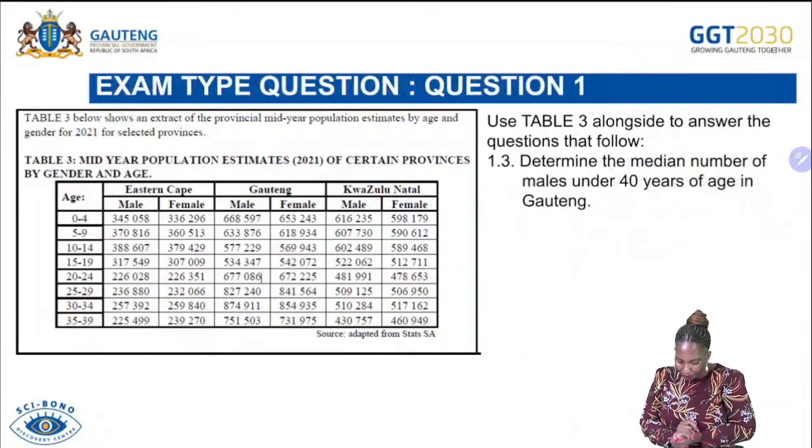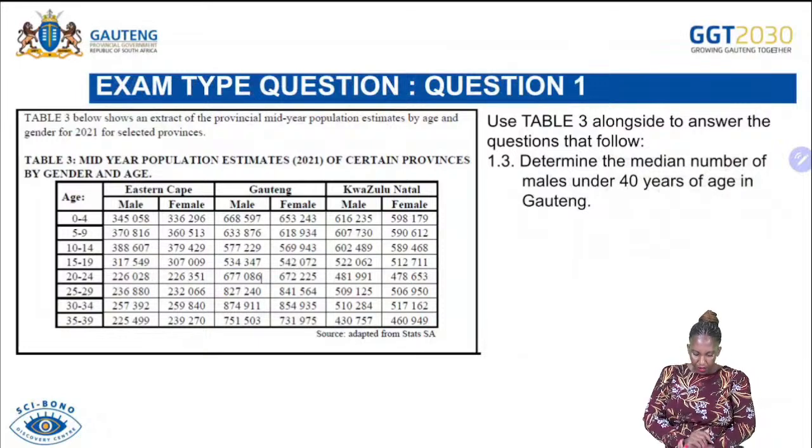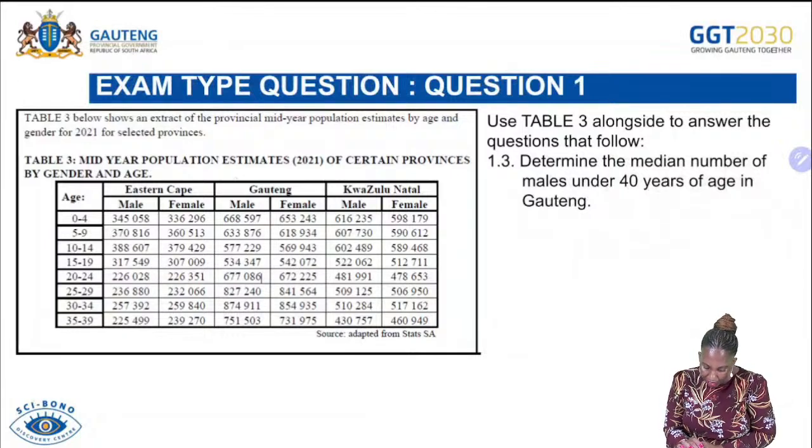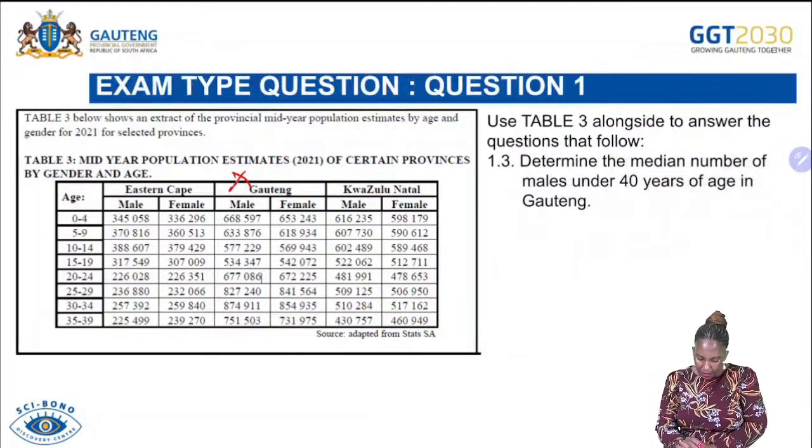Now let's move on. It says, determine the median. We are still using the very same table. Determine the median number of males under 40 years of age in Gauteng. Now we are focusing on Gauteng, boys and girls. Because we want the median, we have to arrange our data set. Which one is the smallest in the data set? Looking at this, we have 534, meaning it's the smallest.